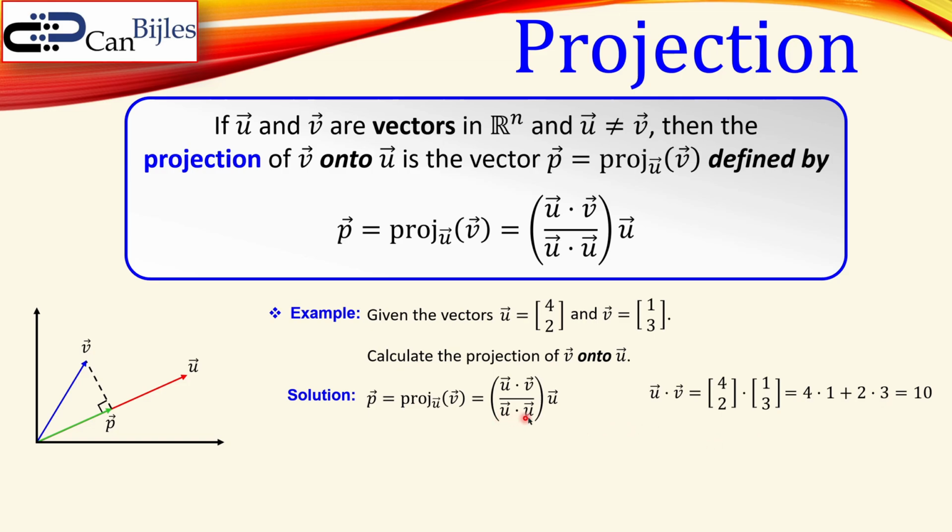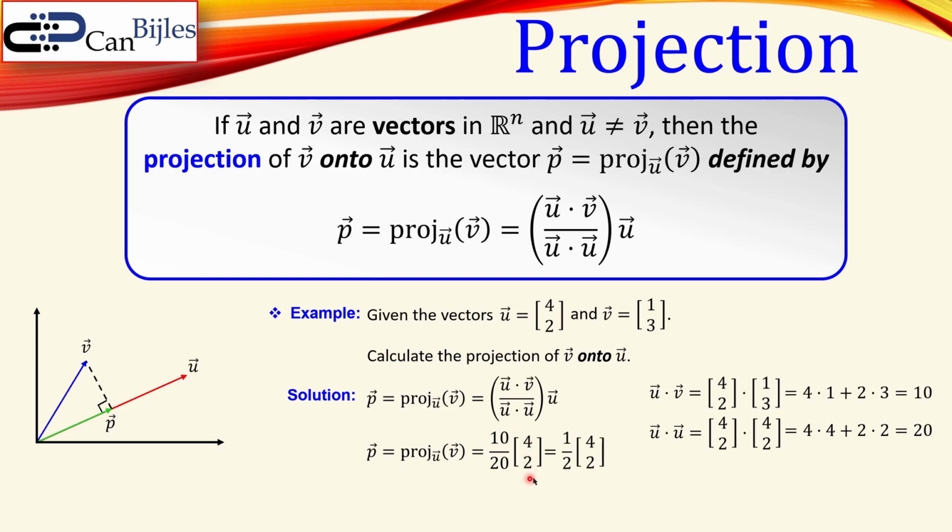And we also need to do u times u. That means then (4, 2) and (4, 2). That will be then 4 times 4 plus 2 times 2, which is then 20. So it will be then 16 plus 4. Now we need to substitute that in here, and we have also our u here, so that will be then 10 over 20, or 1 over 2, times this (4, 2). That will be then, in this case, effectively (2, 1). So a new vector p, which will have then the x coordinate 2 and the y coordinate 1, which is then this projection of this vector v onto vector u.